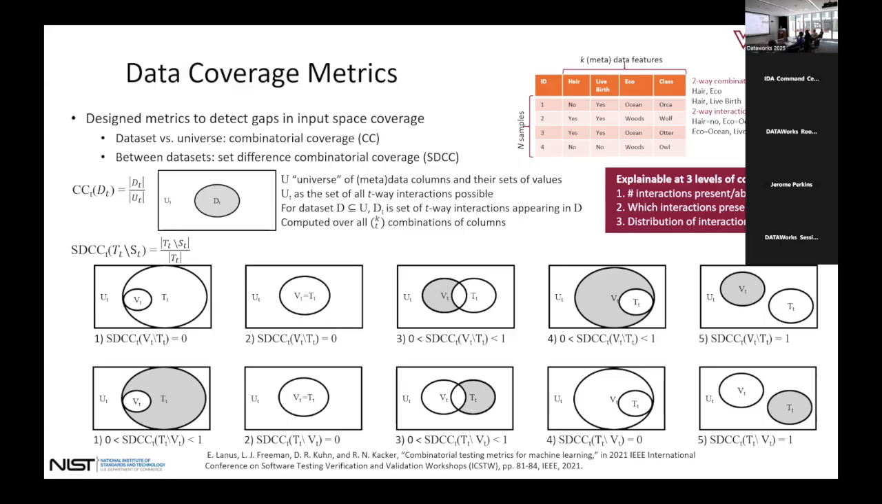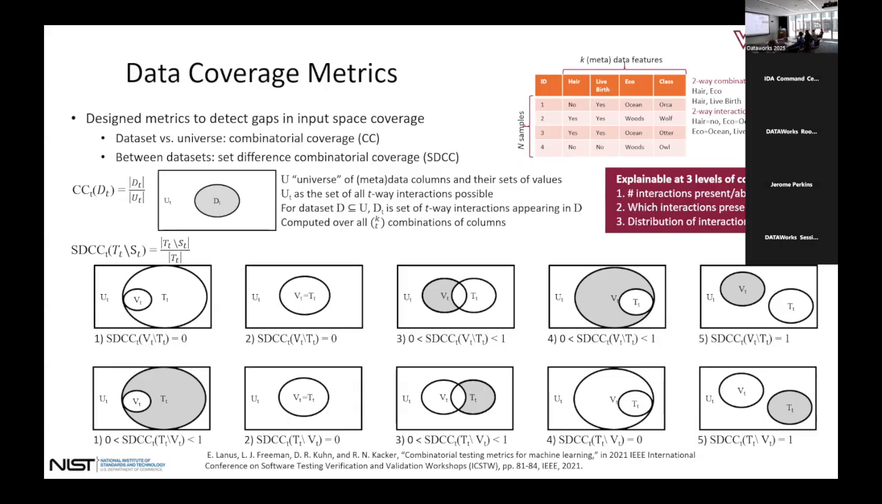Now I have this data set, and D sub T is the set of two-way interactions that appear in that data set. Then the combinatorial coverage of the universe by that data set is defined here. It's the number of things that appear in the data set divided by the number of things that were valid for that universe with respect to that strength T.